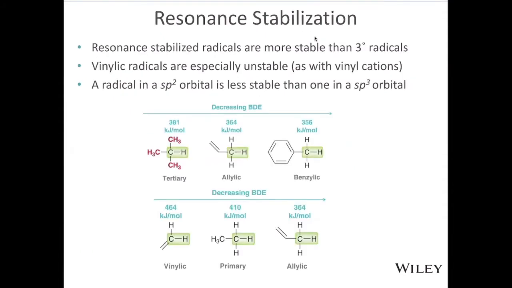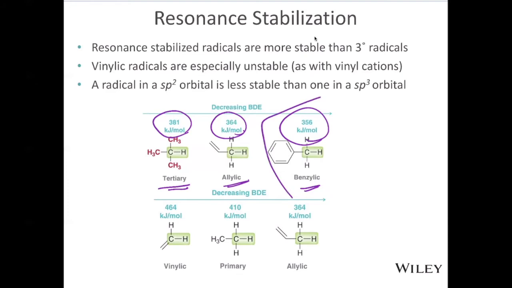Resonance plays a bigger role in radical stability than primary, secondary, tertiary. If we have a tertiary, that bond energy is 381. Allylic, the energy is 364. And benzylic, the energy is 356. And so as that energy decreases, it means it's a weaker bond. It means the more stable benzylic radical comes from that weaker bond being broken.